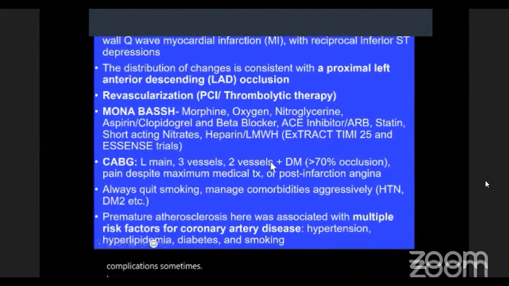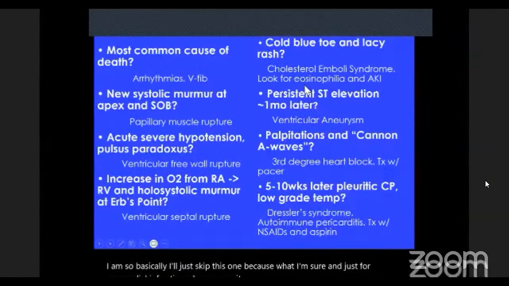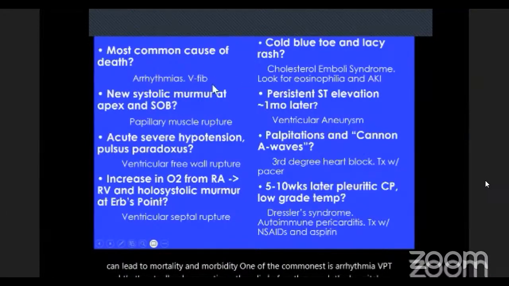So actually, basically, I'll just skip this one because you know what, I'm sure. And for myocardial infarction, when we see it in ECGs and the patient goes for intervention, we should always keep in mind the common complications that can lead to mortality and morbidity. One of the commonest is arrhythmia. They may get VF, VT, and that's actually why sometimes they die before they reach the hospital. So of course, the patient needs to be monitored and a defibrillator around.